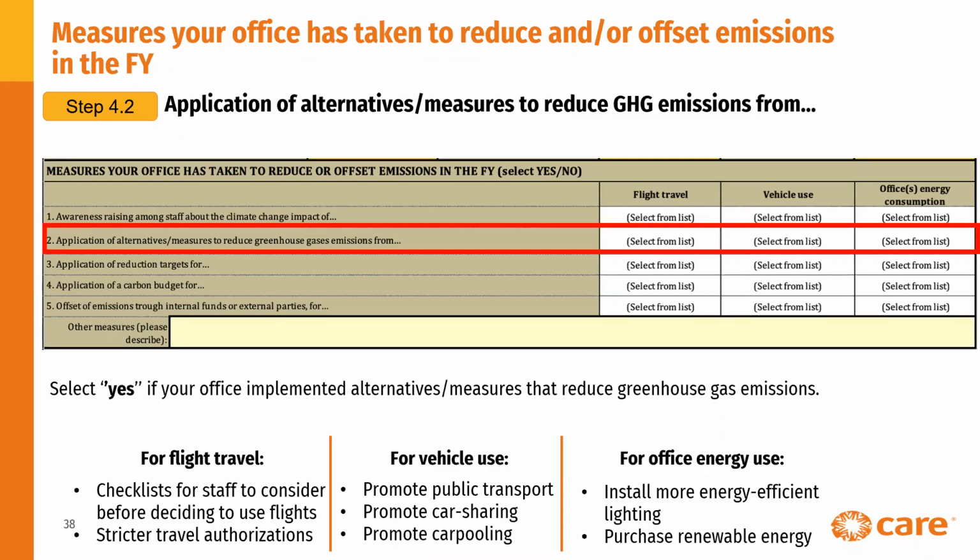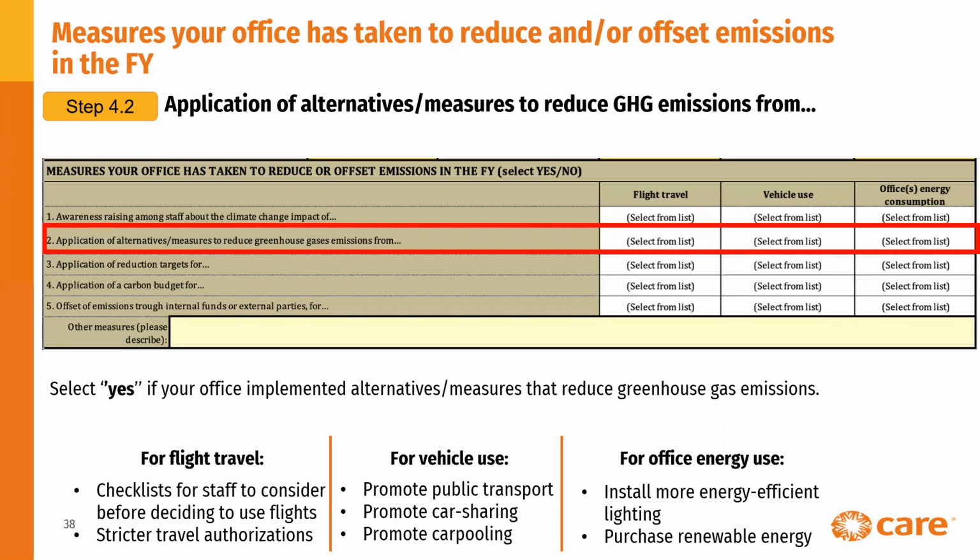For the second category, you may select yes if your office implements measures that influence vehicle travel behavior to become less impactful on the climate, such as promotion of public transport, the promotion of using car sharing or carpooling, or even bicycle use, or even again the creation of virtual spaces for meetings instead of having to use vehicles.